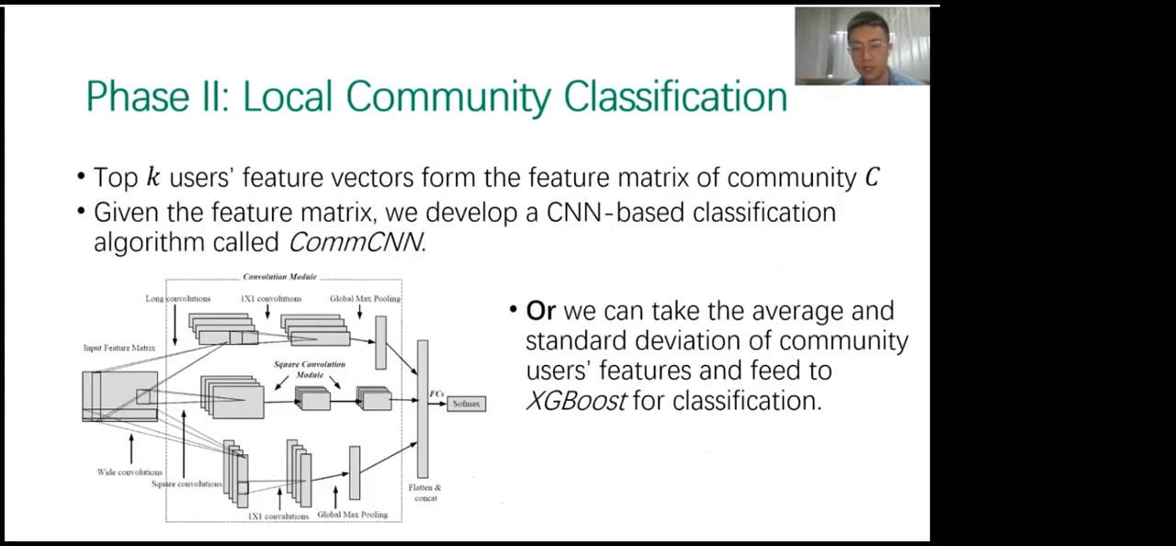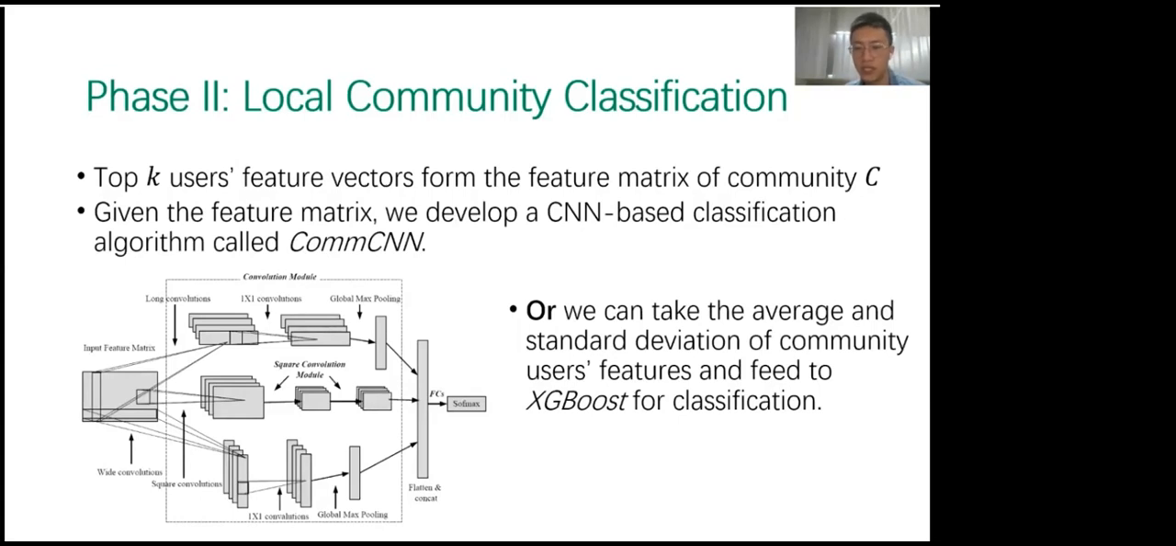With the feature vectors ordered, we can now extract the top k users' feature vectors to form the feature matrix of each local community. Given the feature matrix, we can develop a convolutional neural network-based classification algorithm called COM-CNN. The structure of the COM-CNN algorithm is given in the picture below. Basically, it has 3 convolutional components, which are white, square, and zip. These components, we believe, can extract the meaningful information that we need in order to classify each community into predefined social types.